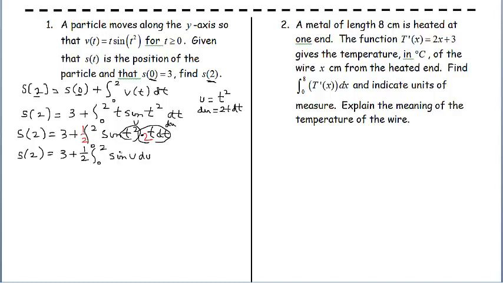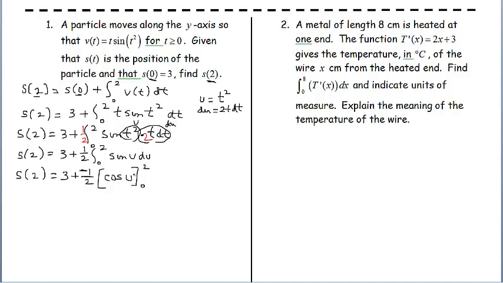Otherwise, when I integrate, I'm going to have to replace my u with t squared. So we've been doing that, so we're most comfortable, I think, with that technique. So we'll just go ahead and continue with that. So 3 plus 1 half. The antiderivative is negative cosine u. So I'll put the cosine here, but I'm going to put the negative in front, evaluated from 0 to 2.